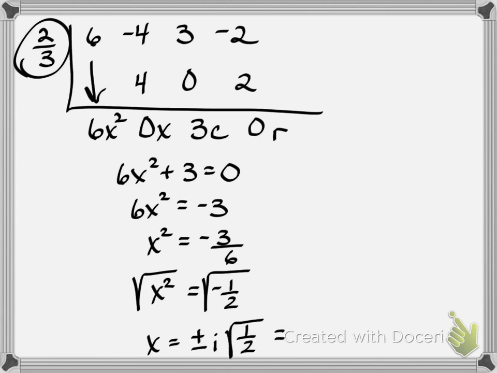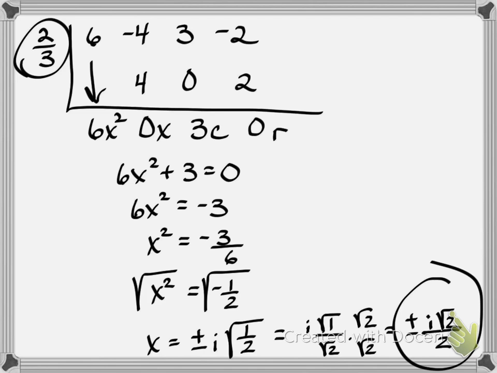Technically, I should change that to i times square root of 1 over square root of 2. And I should rationalize with that square root of 2. So that would become plus or minus i square root of 2 over 2. Regardless, though, if we're doing real zeros, the only real zero we would have would be the 2/3. These are the complex zeros, the imaginary zeros.